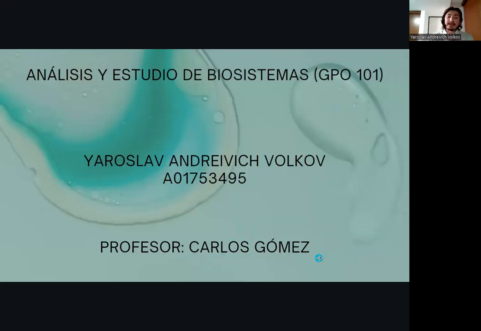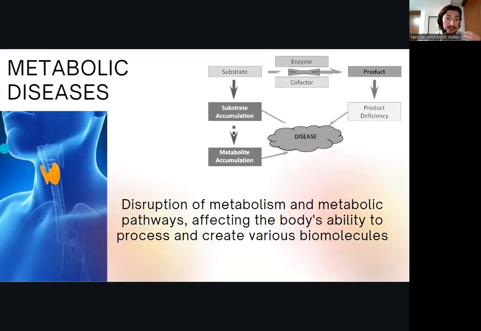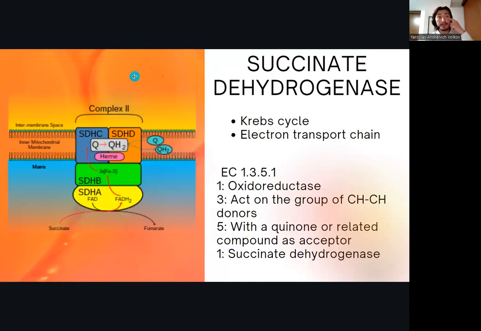So my name is Yaroslav Volkov, and we're going to briefly see the effects of this enzyme and how we can treat it. Let's begin with understanding metabolic diseases, which are a group of pathologies that can be acquired or can also be congenital and are characterized by disruption of metabolism or metabolic pathways affecting the body's ability to process and create various biomolecules. One of these biomolecules is succinate dehydrogenase, which is also known as mitochondrial complex 2.